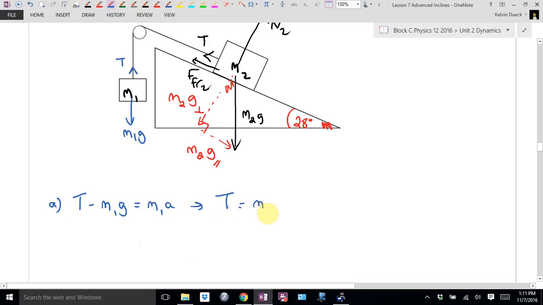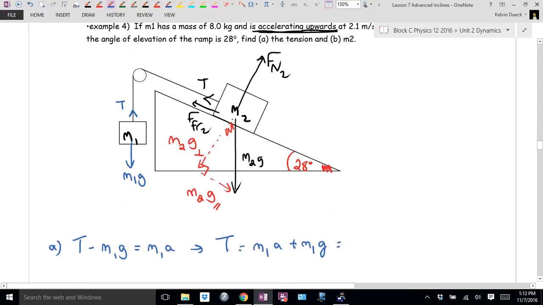Tension is going to be M1A plus M1G. Marcus, do I know mass 1? Do I know A? They had to tell. They told me in the question. And I know G. Okay, this is why they had to tell me that part. So mass 1 was 8.